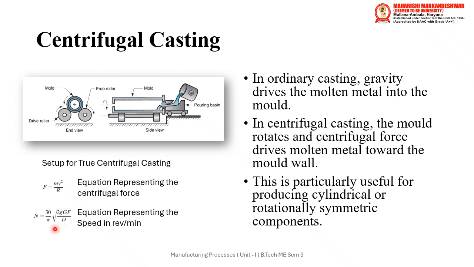Now very important equation is to find out the speed. How much is the speed? So the speed, it basically depends upon certain parameters, that is the gravitational factor and the inner diameter of the mold.